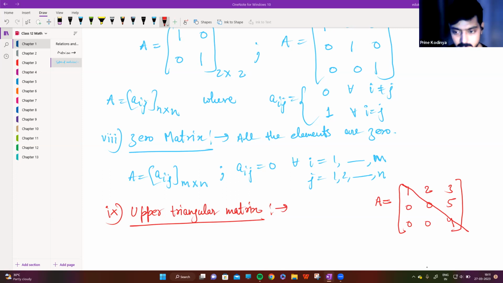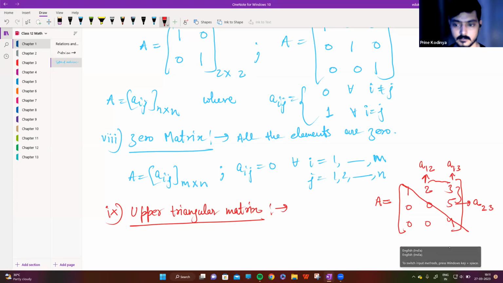Now, all the above elements, focus on these 3 elements. In this case, this will be written as A12, this will be written as A13, and this as A23. If you focus, A23, right? And now let's focus on these 3 elements. This will be written as A21, this A31, and this A32.